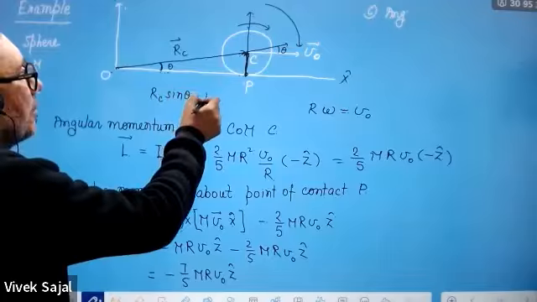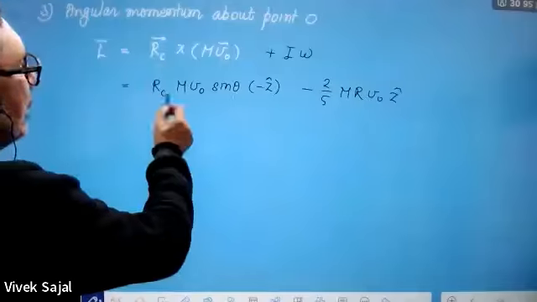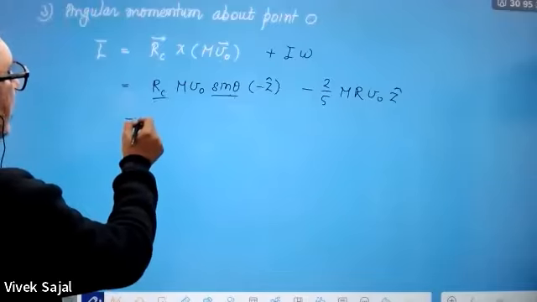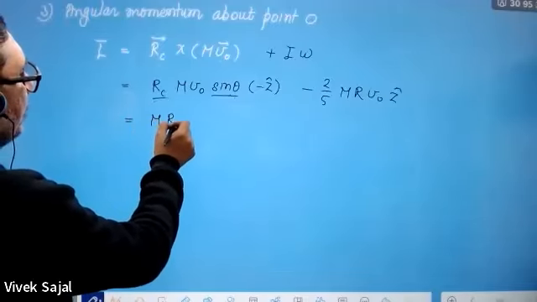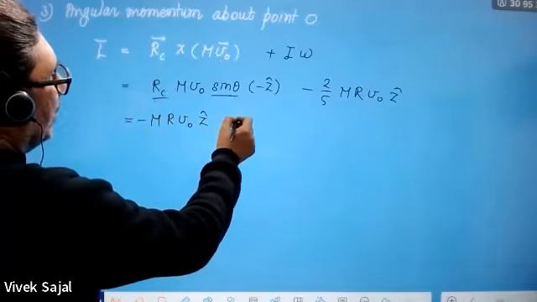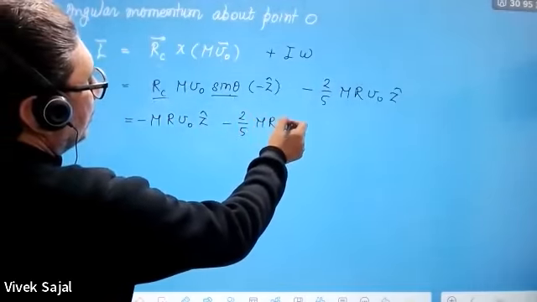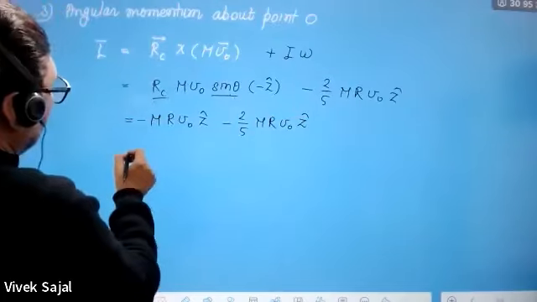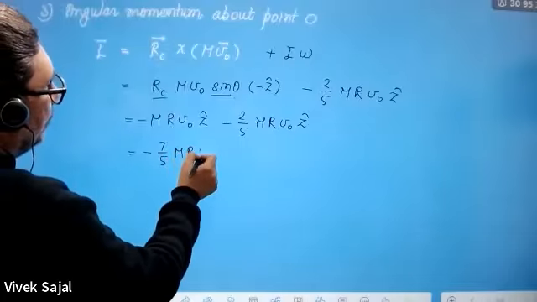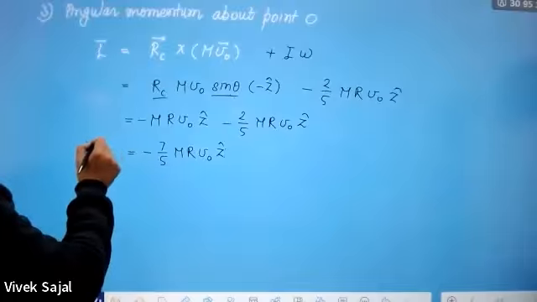RC sine theta will be equal to R. So I can write it as M R V naught with a minus sign, z cap, minus 2 by 5 M R V naught z cap. So this will be minus 7 by 5 m R V naught z cap. So this will be the angular momentum.